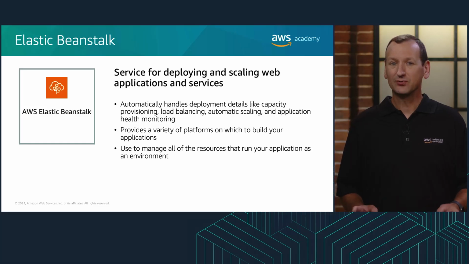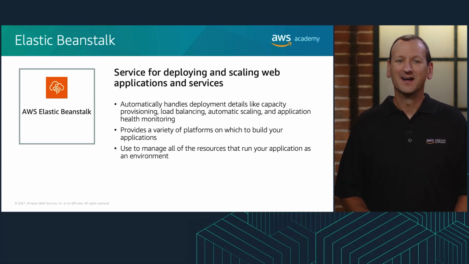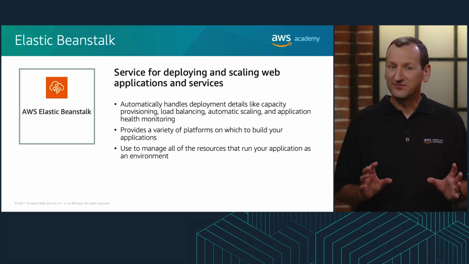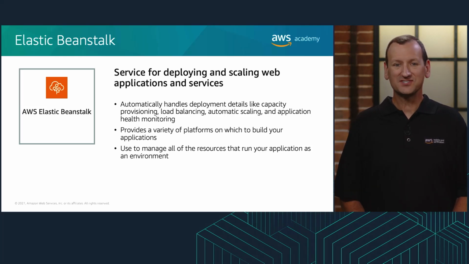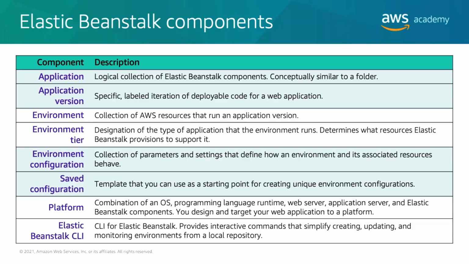AWS Elastic Beanstalk is a service for deploying and scaling web applications and services. It automatically handles deployment details like capacity provisioning, load balancing, automatic scaling, and application health monitoring. Elastic Beanstalk provides a variety of platforms to build your applications on. With Elastic Beanstalk, you can manage all the resources that run your applications as environments. This slide lists key Elastic Beanstalk components.